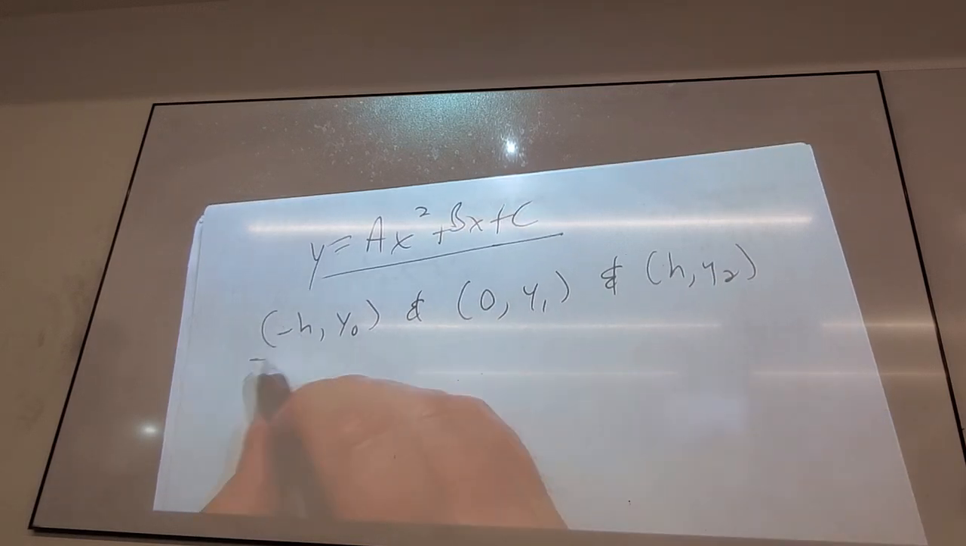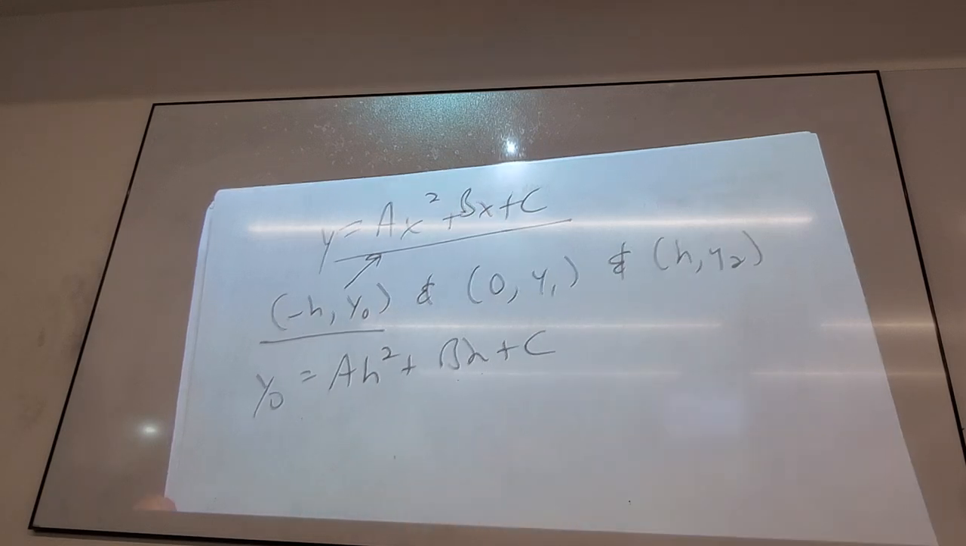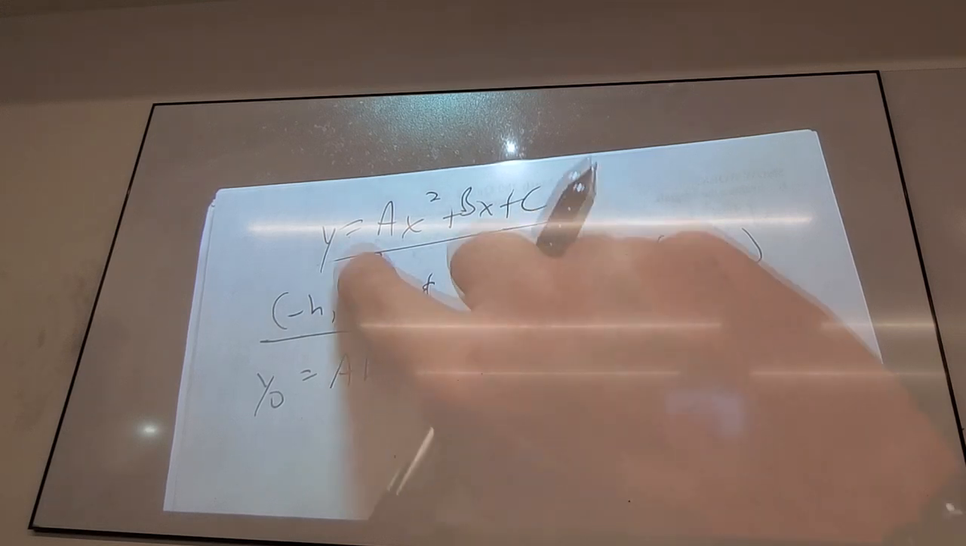Okay. So I'm going to plug this information in. Don't I get y naught equals a h squared plus b h plus c? Yes? That's fascinating. Plug negative h in for x, I should get y naught out for y.